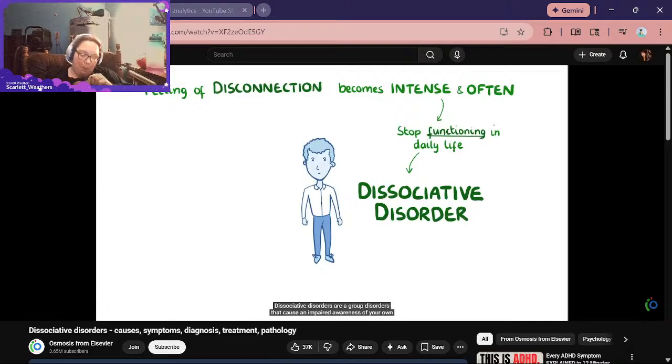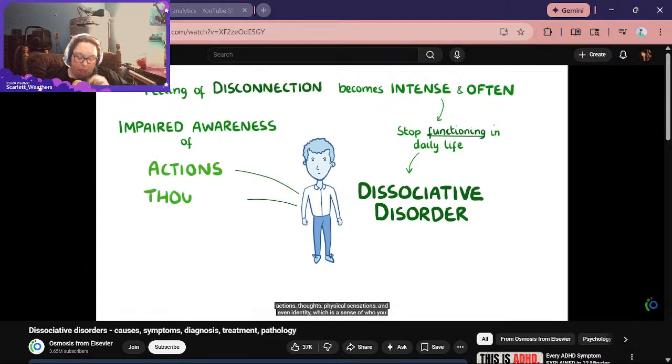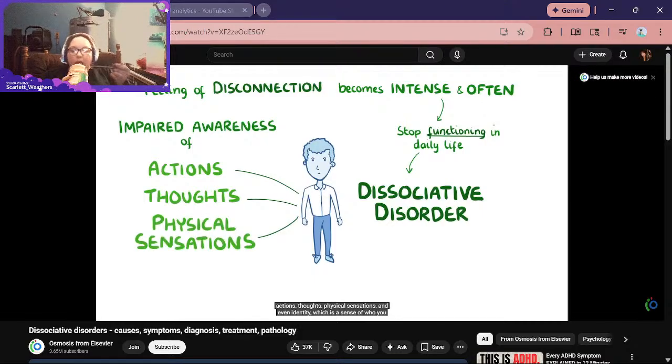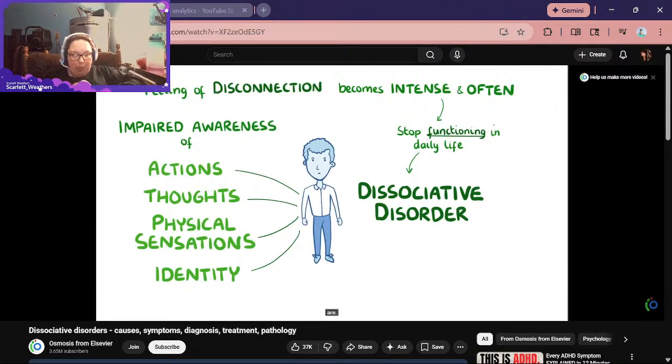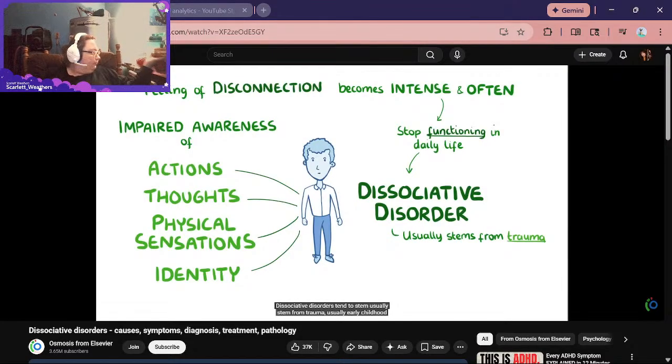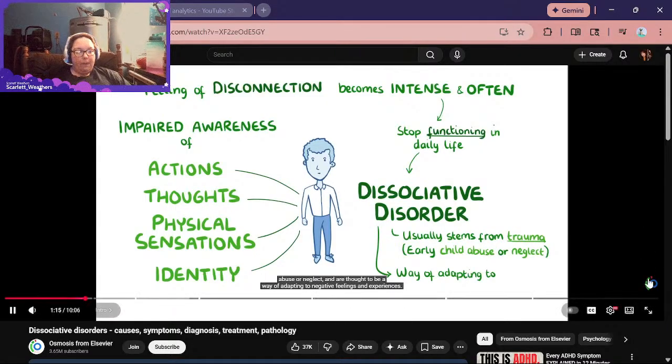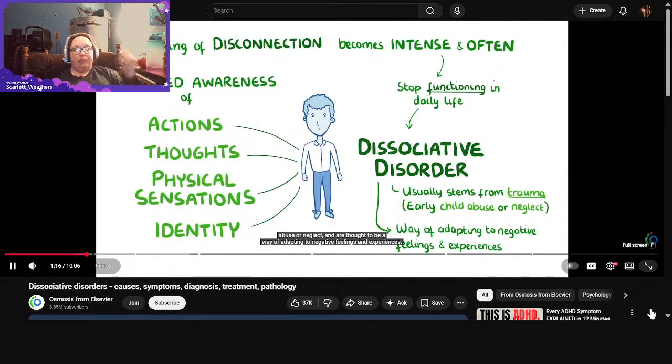Dissociative disorders are a group of disorders that can cause impaired awareness of one's own actions, thoughts, physical sensations, and even identity, which is a sense of who you are. Dissociative disorders tend to stem from trauma, usually early childhood abuse or neglect, and are thought to be a way of adapting to negative feelings and experiences.